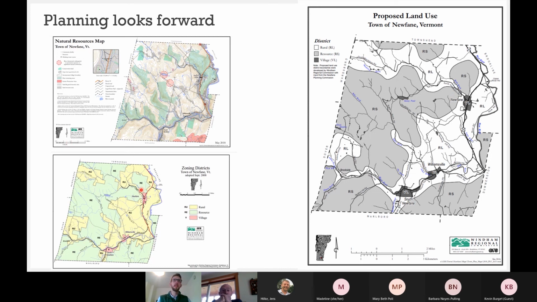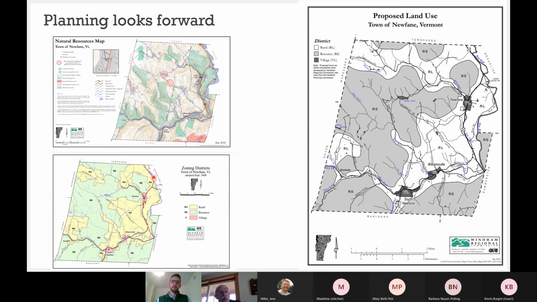But we also look really closely at maps like the zoning district map, which really spells out what the different zones are and what kinds of growth are permitted in those zones. And then we also compare that to the proposed land use map. And in some cases, we find some interesting relationships, such as here in Newfane. What we noted here is that there's a little bit of a disconnect between this northern part of the town and the proposed land use map as compared to the zoning district map.